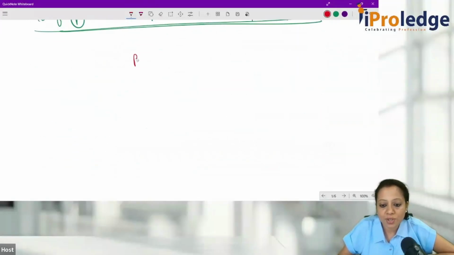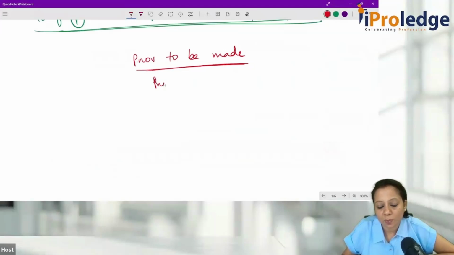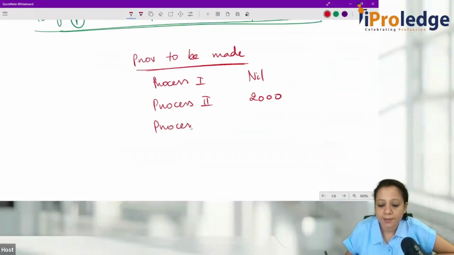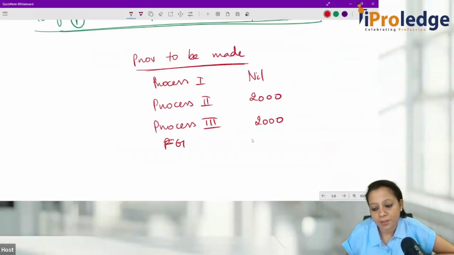So the provision to be made is going to be what? Process 1 is nil. Process 2 is going to be 2,000. Process 3 is going to be 2,000. And FG, it is going to be 11,000.